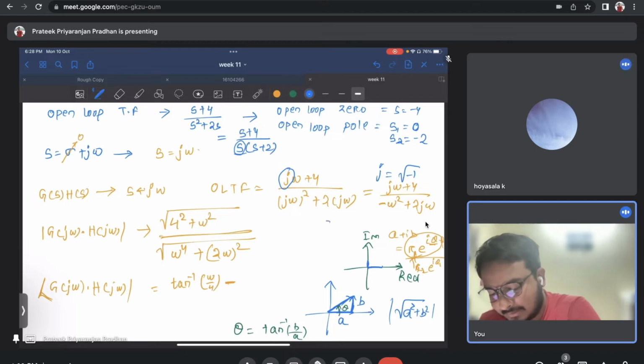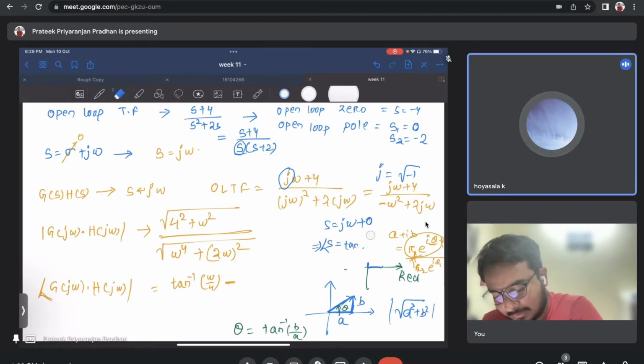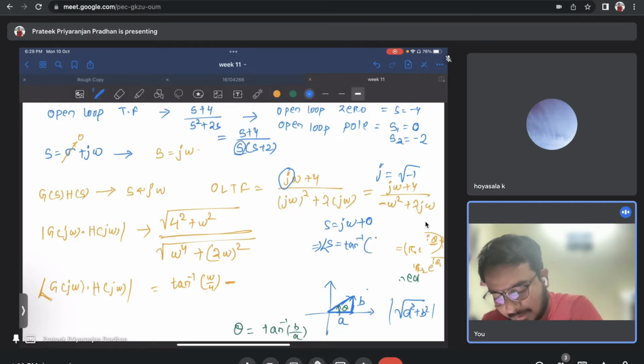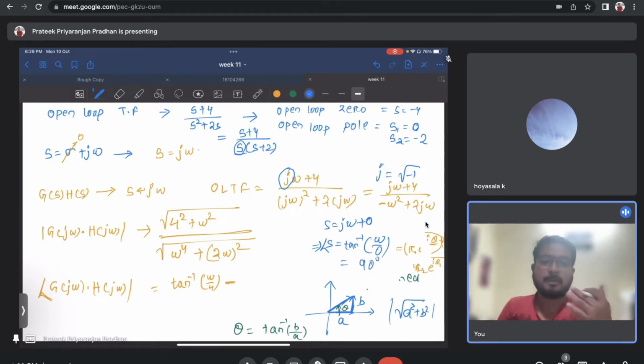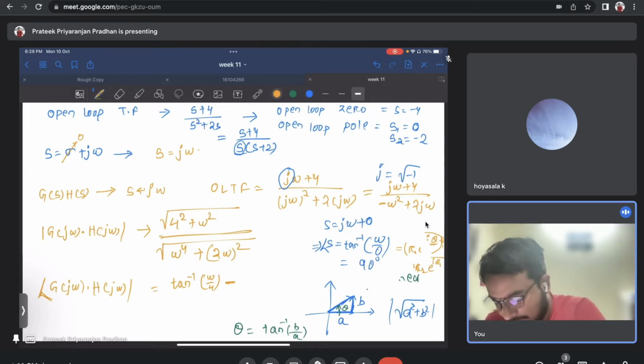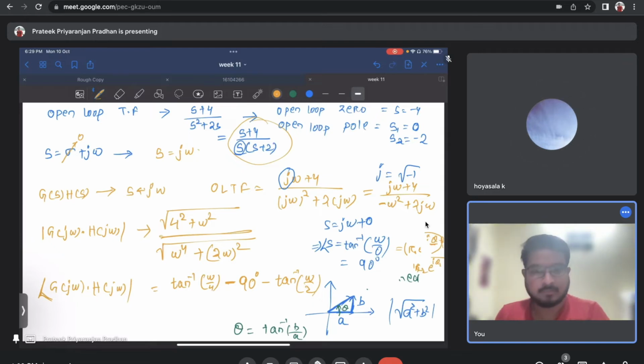Because s is j omega, there is no real part. That means if you do plus 0, the phase of s will be tan inverse of omega divided by 0, which is equal to 90 degrees. Everything you can derive. There is no need to remember or mug up anything in control system. So from this expression, 90 degrees minus, and s minus 2 will give me tan inverse omega by 2. Is this clear? Now you can derive the magnitude and the phase for any given question, right?